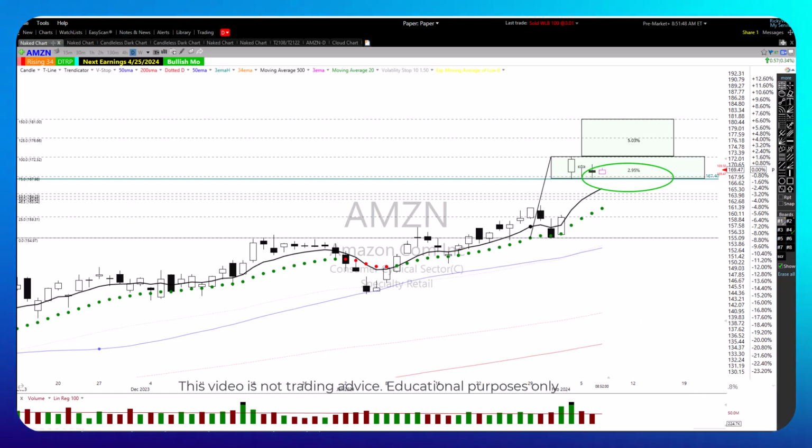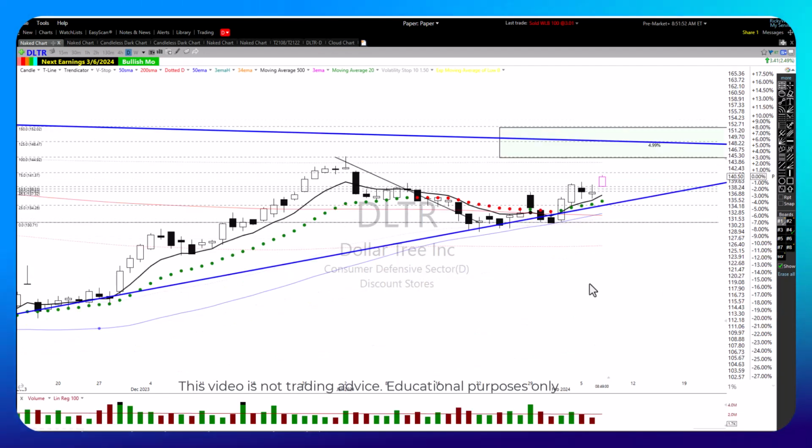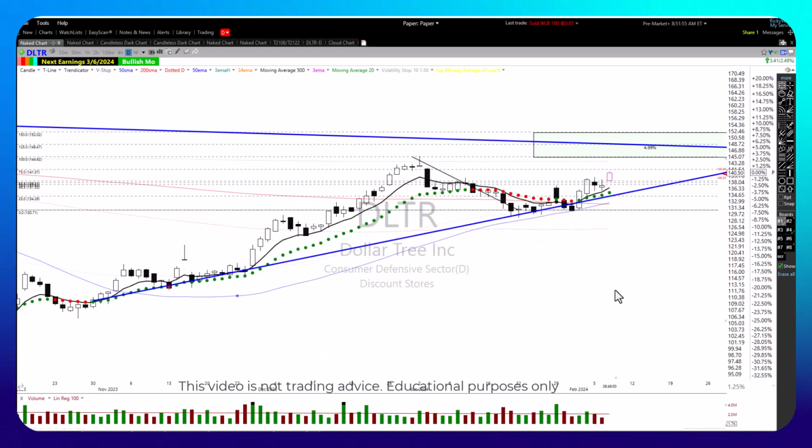All right, let's look at a few more charts, and then we're going to look at the market. Okay, DLTR. I sent that out on the app this morning already. I wrote DLTR looks to be headed to 145, 150 area. So right up in here is what it's looking like.